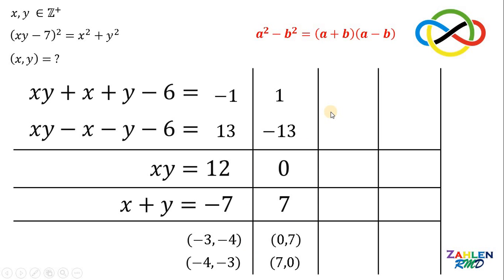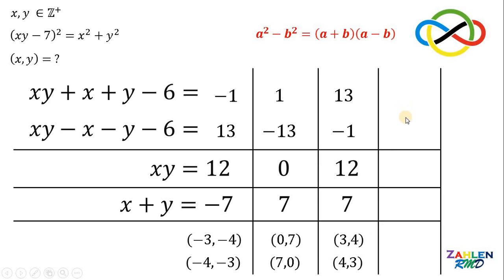Now let's start with the third case. So what will happen if the first equation is 13 and the second equation is negative 1? Now if we add these two equations, we get that the value of xy must be 12. And if we subtract these two equations, we get the value of x plus y must be 7. Now xy must be 12 and x plus y must be 7. Now clearly, the only possible values are: if x is 3, then y must be 4. And if x is 4, then y must be 3.